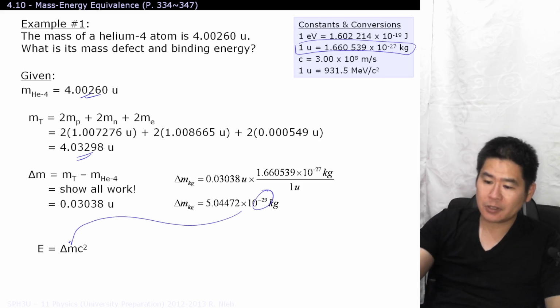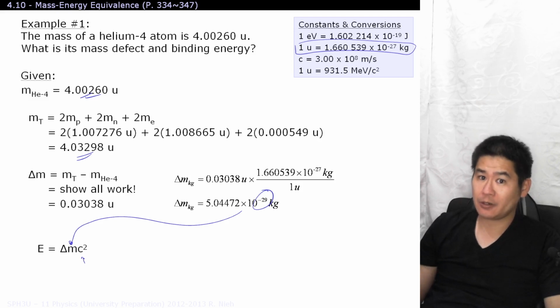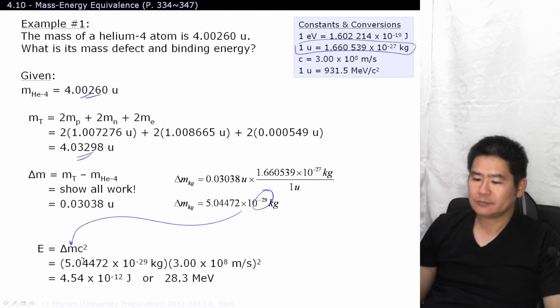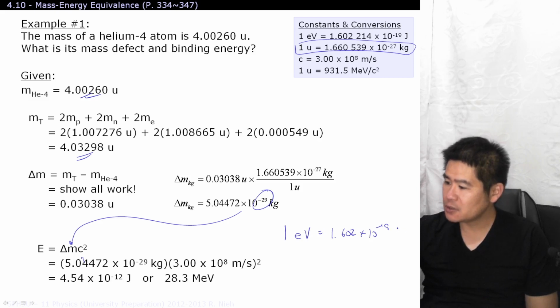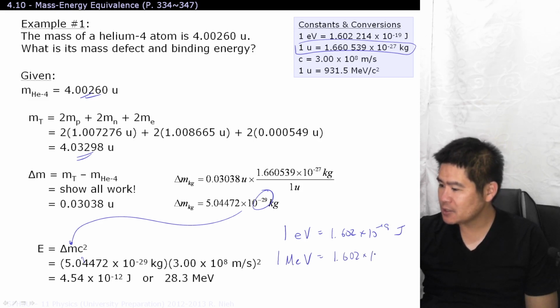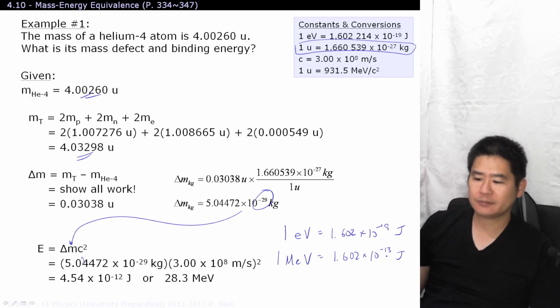Even though it's small, you have to keep in mind that c squared is a huge multiplier: 3 times 10 to the 8 squared. So that will boost it up. 4.54 times 10 to the negative 12 joules. And if you want to measure it in electron volts, you can. Once again, if you missed it before, because my handwriting was small, 1 eV is equal to 1.602 times 10 to the negative 19 joules. So 1 mega electron volt is to take this and multiply by 10 to the 6. So negative 19 plus 6 gives you negative 13 joules.